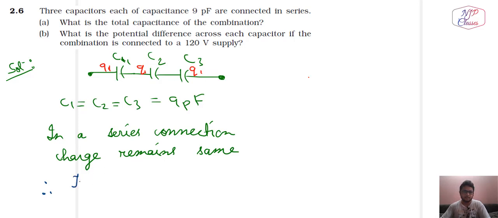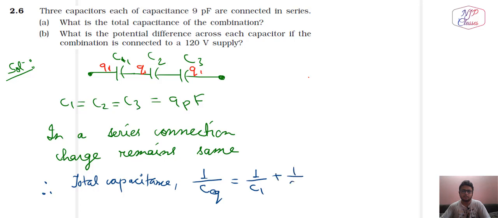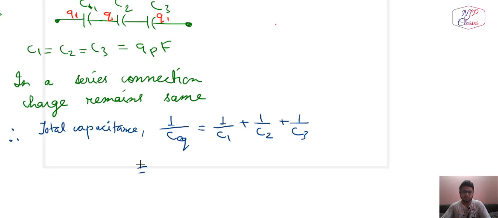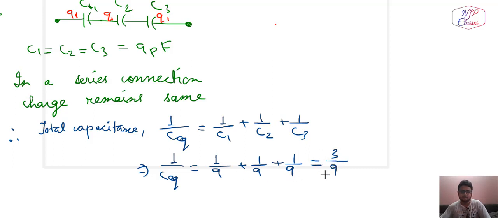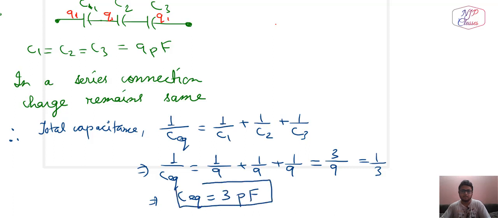The total capacitance in series connection is given by 1 by C equivalent equals 1 by C1 plus 1 by C2 plus 1 by C3. As the three capacitances are equal, 1 by 9 plus 1 by 9 plus 1 by 9 is equal to 3 by 9. If you take the LCM of 9, it is 3 by 9, which means 1 by 3. So C equivalent is 3 picofarad.